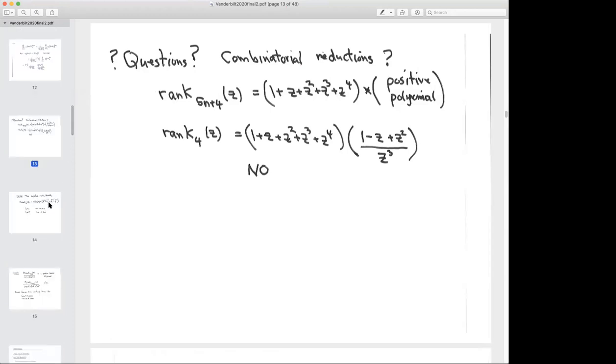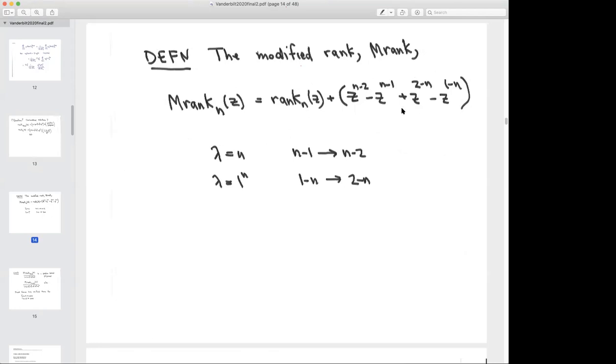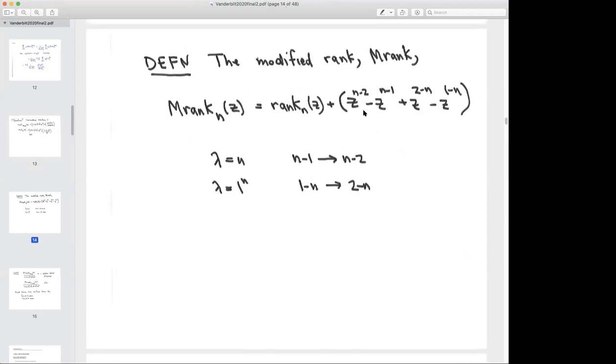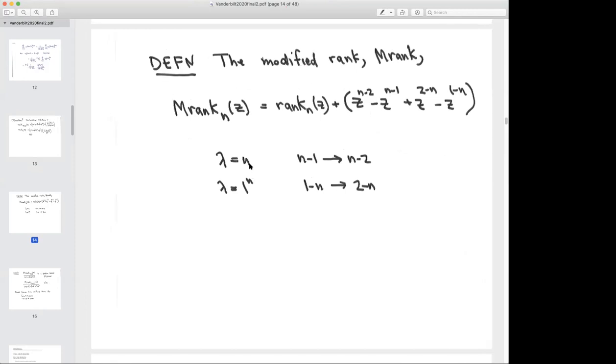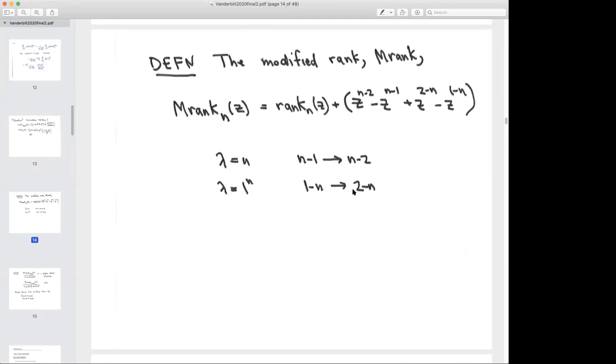Okay, so either we quit or we try something different. So here we're going to try something different. I'm going to try something called the modified rank. The modified rank is: take the rank and change only 2 terms of it. Change 2 terms which correspond to 2 partitions, either n or 1 to the n. Here the rank would be n minus 1. I'm going to replace it by n minus 2. And for 1 to the n, I'll replace 1 minus n by 2 minus n. I'll just change those 2 partitions and define this modified rank.